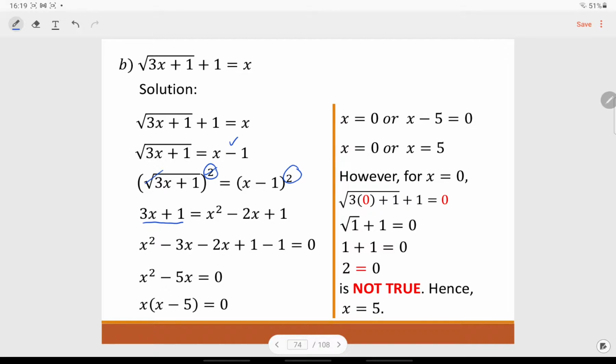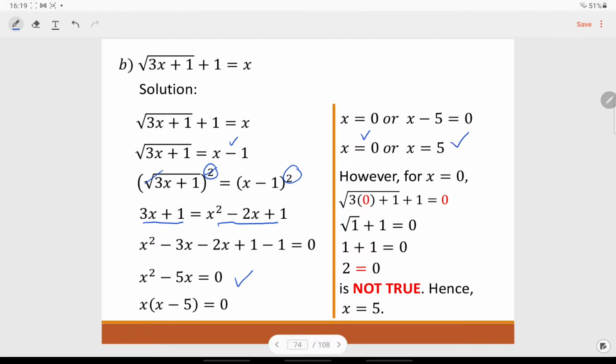So at the right hand side, we need to expand this one, so we come out with this quadratic equation. Now we need to rearrange this equation until we get the simplest equation. So we have x squared minus 5x equal to 0, which can be further factorized, becomes x times x minus 5. So we have two possible values for x, where x could be 0 or x equal to 5.